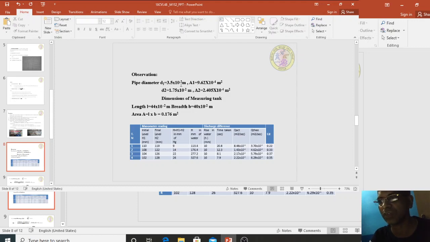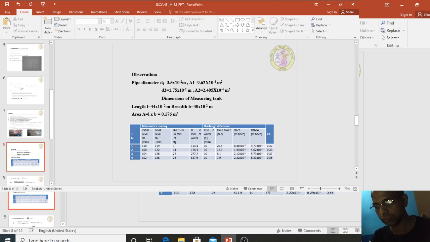D1 is equal to 3.5 into 10 to the power of minus 2 meter. D2 is 1.75 into 10 to the power of minus 2 meter. So that A1 is 9.62 into 10 to the power of minus 4 meter square. A2 is 2.405 into 10 to the power of minus 4 meter square. This is about the dimension of the measuring tank. L is 44 into 10 to the power of minus 2 meter. Width is 40 into 10 to the power of minus 2 meter. So the area, L into B, is 0.176 meter square.